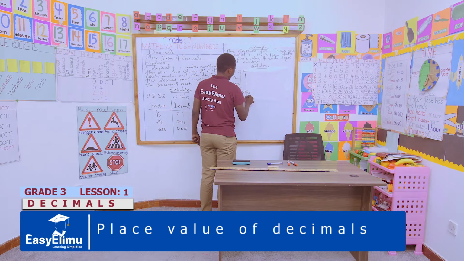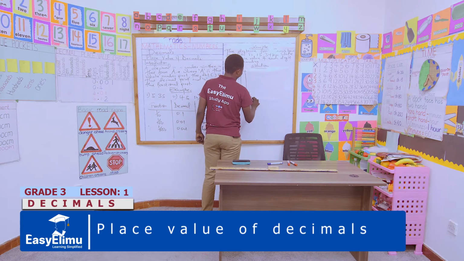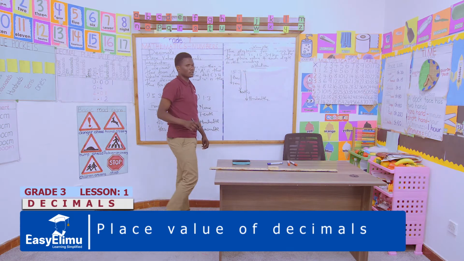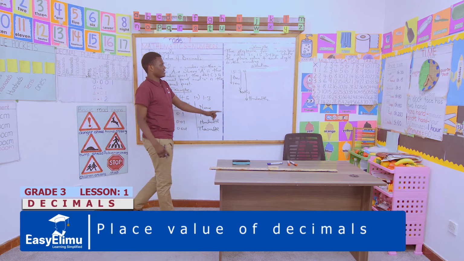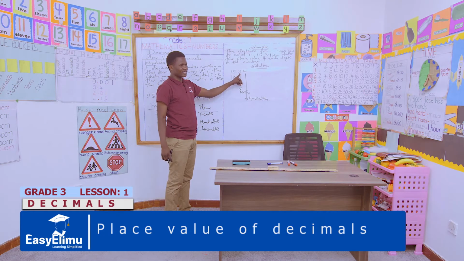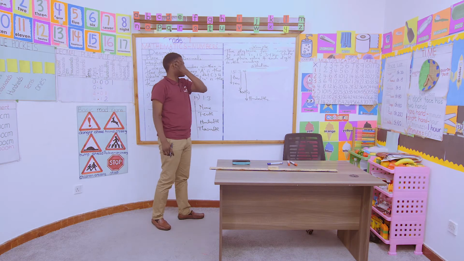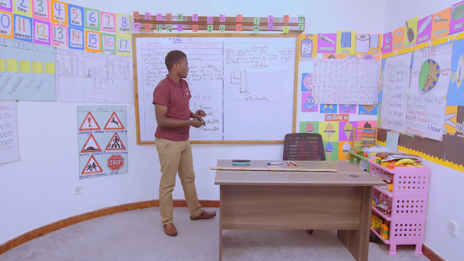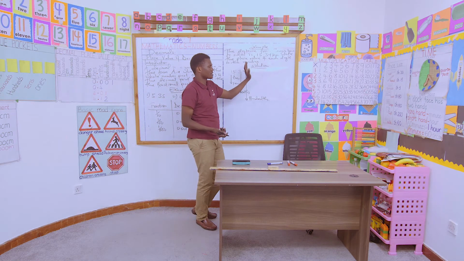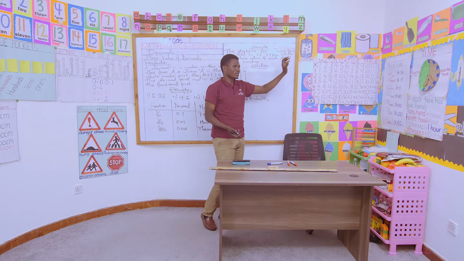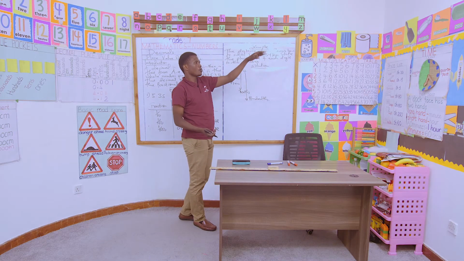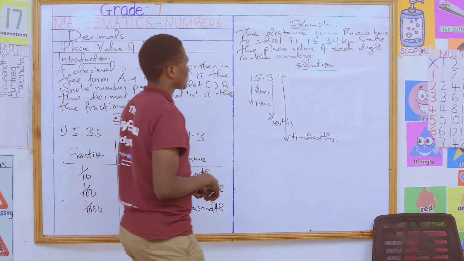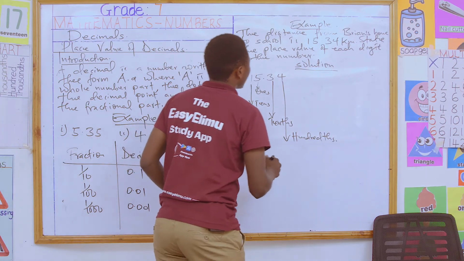Then the next one is the place value of hundredths. Most learners normally confuse this with ones. The place value of the digit immediately after the decimal point is tenths. Then from tenth we go to hundreds, thousands, tens of thousands, hundreds of thousands, all the way as far as you can go. So let us look at another example.